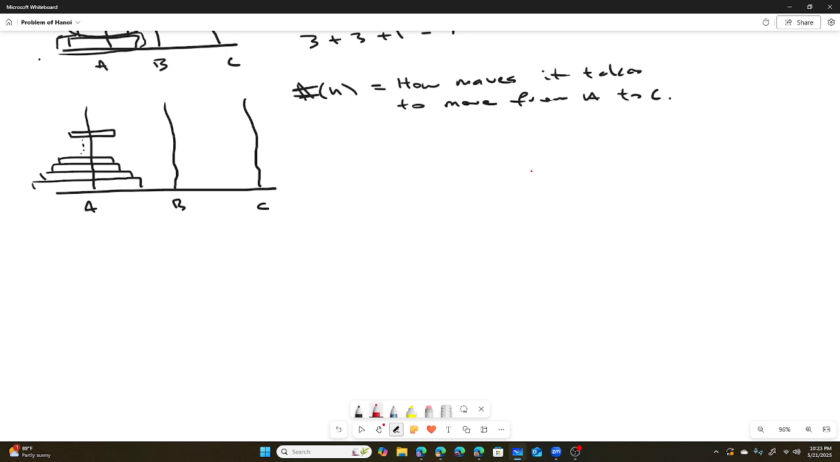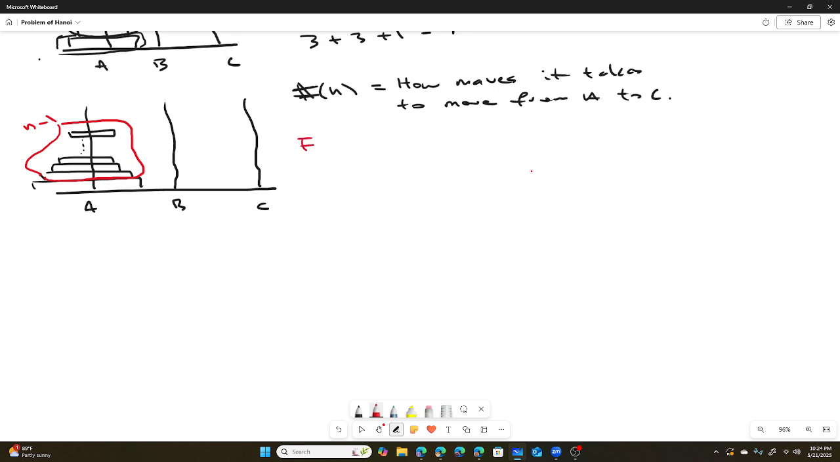First we can start thinking about the n minus 1 case. There are n disks here, right? We look at all of these disks smaller than the bottom disk, and this would be the n minus 1 disk case. If we have a function that tells the number of moves it takes to move the n minus 1 disks to another pin, let's call it B, let's move the n minus 1 disks to B.